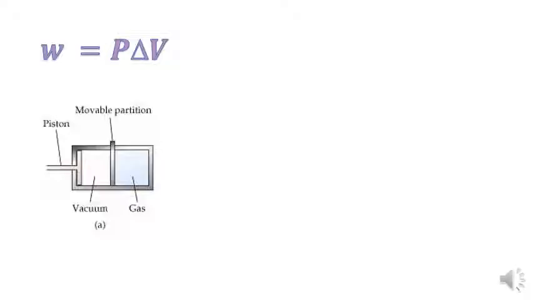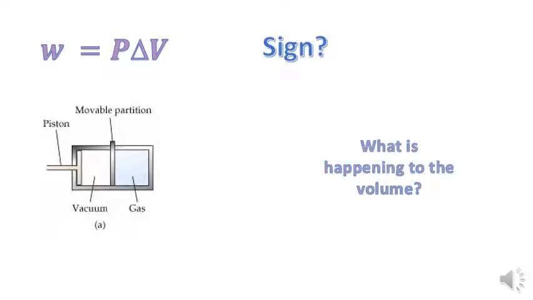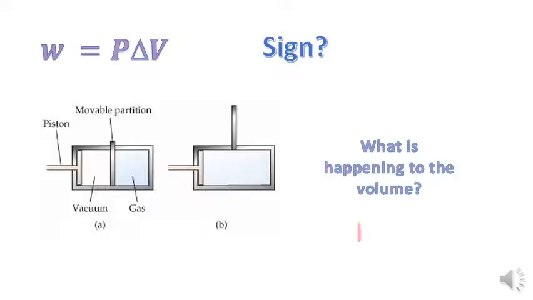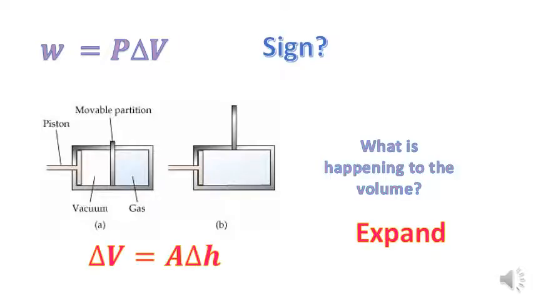For example, in this scenario, I have gas in a chamber with a movable partition. The sign of work, well, you need to ask yourself, what's happening to the volume? In this case, the volume of that container expands. And if it expands, what happened to the value of the height, the change in distance of that container? Well, the change was positive. So the sign on volume is positive, which means the sign on work will be positive.